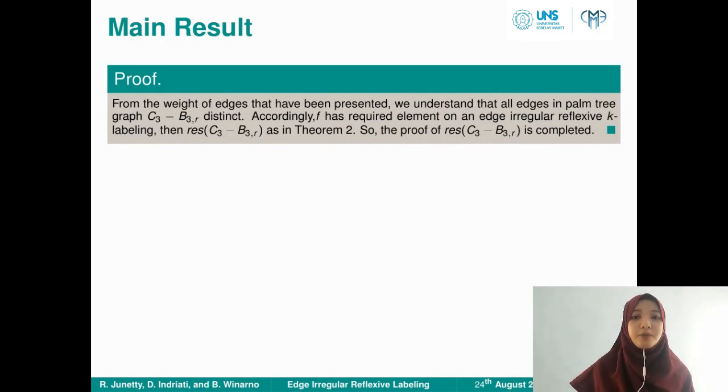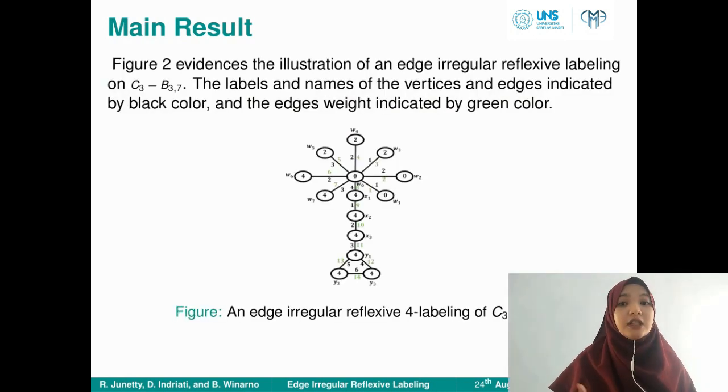Figure 2 is the illustration of an irregular reflexive labeling on C3b3r. The labels and the names of vertices and edges are indicated by black color and the edge weights are indicated by green color. So if you want to make it easier for your understanding, you can use the formula that has been obtained in a graph like on a slide.